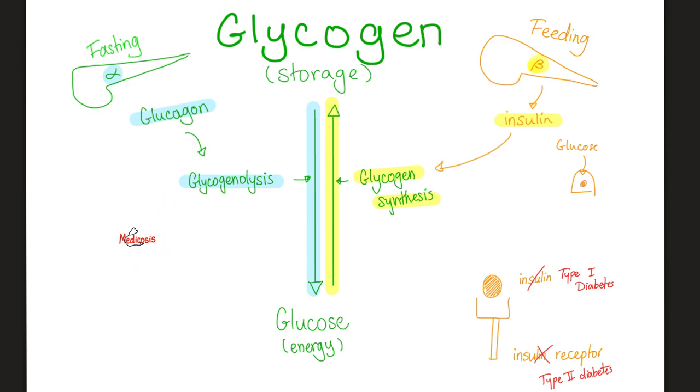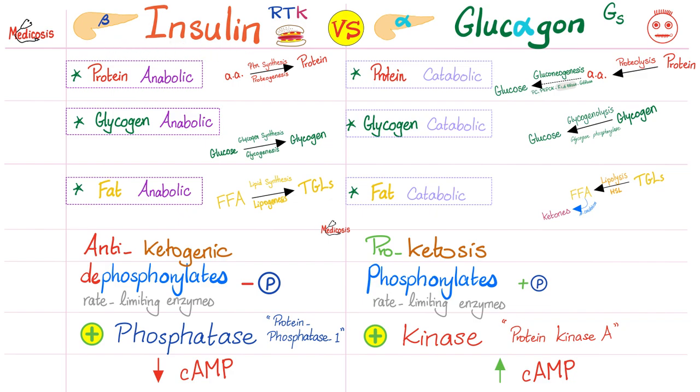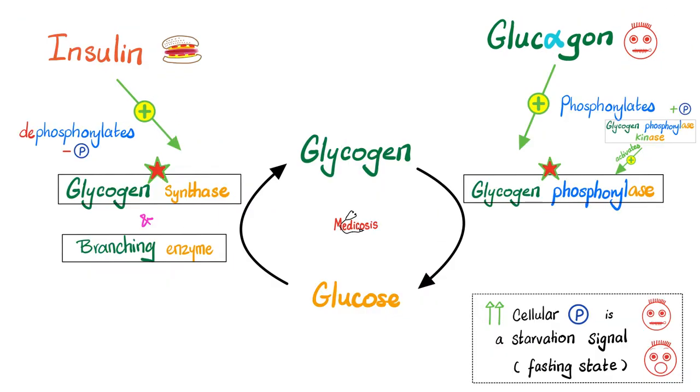For the gazillionth time, insulin comes from the beta cell of the pancreas. It is the building state, the feeding state, and it dephosphorylates the key rate-limiting enzyme. Glucagon comes from the alpha cell of the islets of Langerhans in the pancreas. It will phosphorylate the key rate-limiting enzyme. It's released in the fasting state. So insulin helps glycogen synthase by dephosphorylating it, i.e. removing a phosphate. Glucagon is helping glycogen phosphorylase by adding a phosphate.